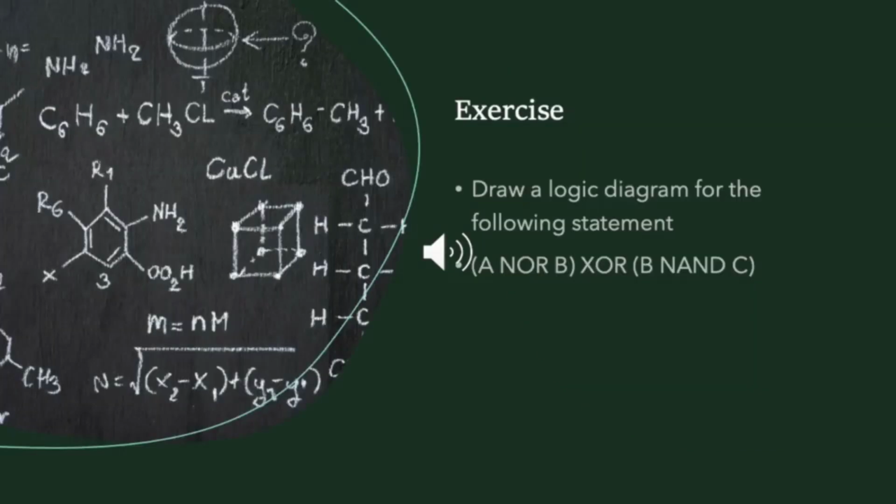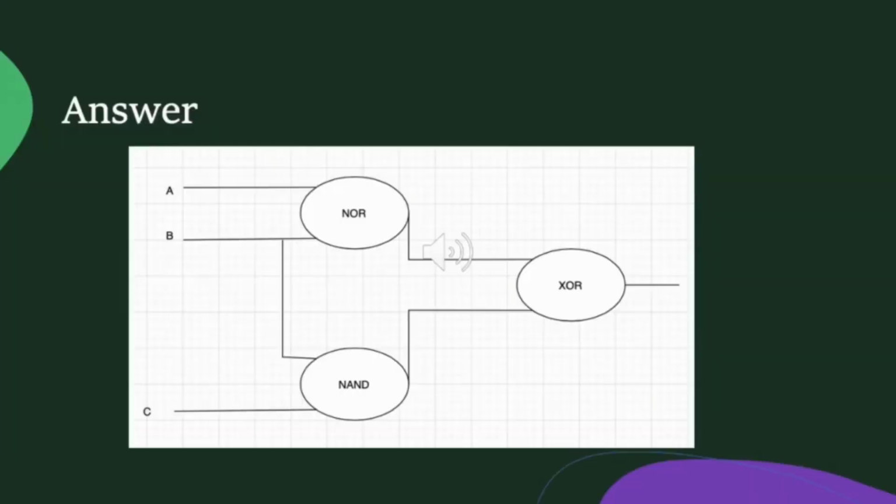Another question. Draw a logic diagram for the following statement: A NOR B, XOR B NAND C. So here is the answer to the previous question, and I hope you understood how to construct logic diagrams and how to understand logic diagrams.